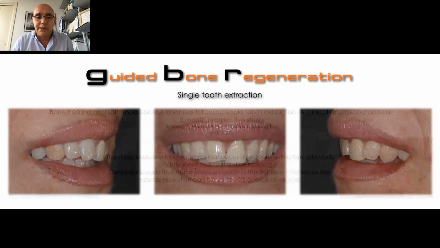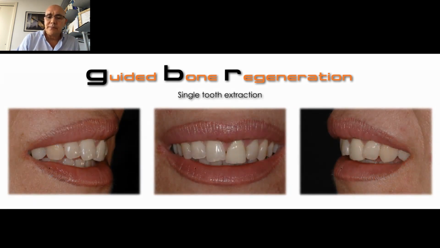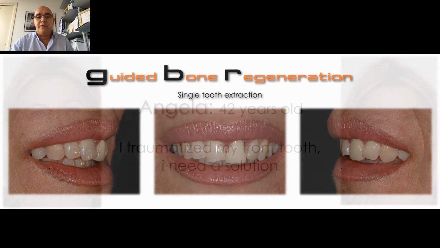So quite significant. Well, let's start talking about single tooth extraction, and especially when we deal with a tooth in the aesthetic zone or in the anterior area of the mouth, we have to be very, very careful, because the teeth have a very thin buccal plate, and anatomically they're placed in a position that can be quite challenging to fix.